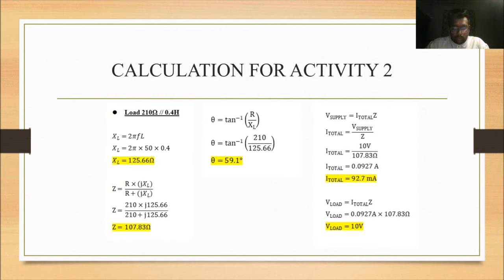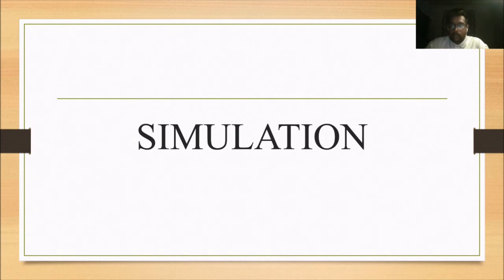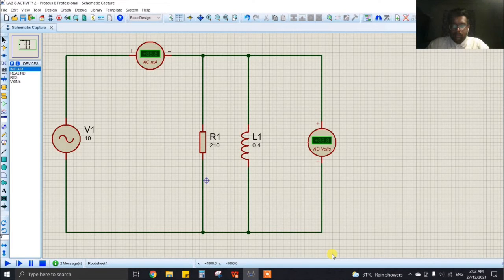In order to find the reactance of the inductive load, this formula is used, which is 2 pi FL. To find the total impedance for the circuit, the parallel resistance formula had been used in order to find this impedance value. For total current and total load voltage, Ohm's law had been used. So let's go straight into the simulation. This is the circuit that we have produced based on figure 8.12.